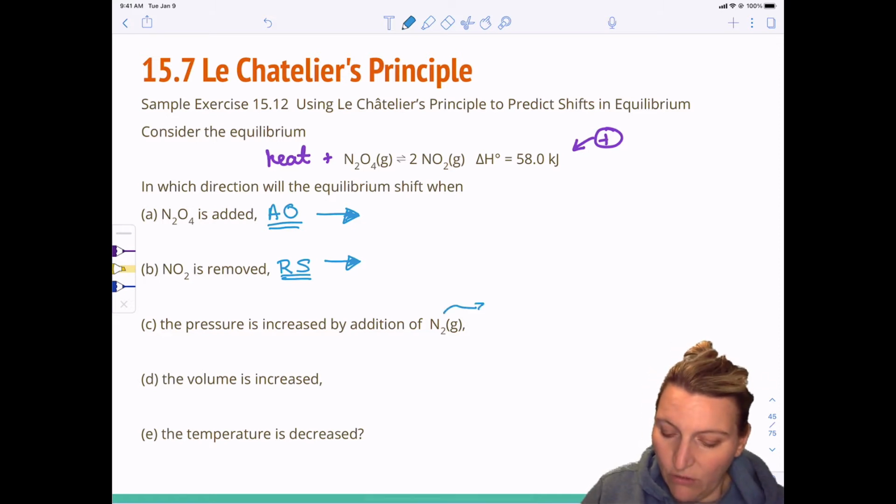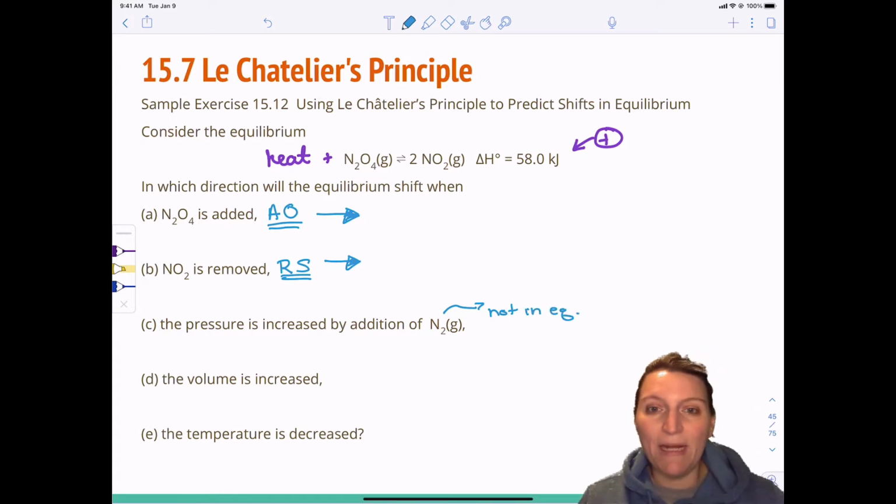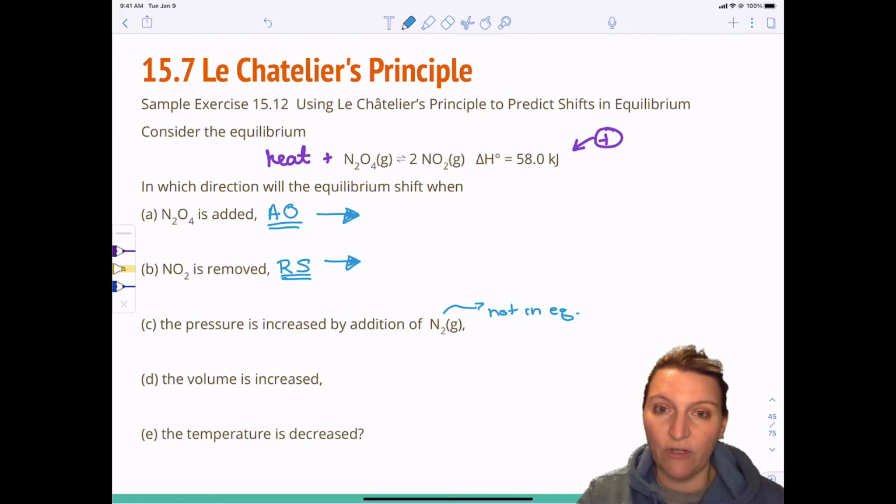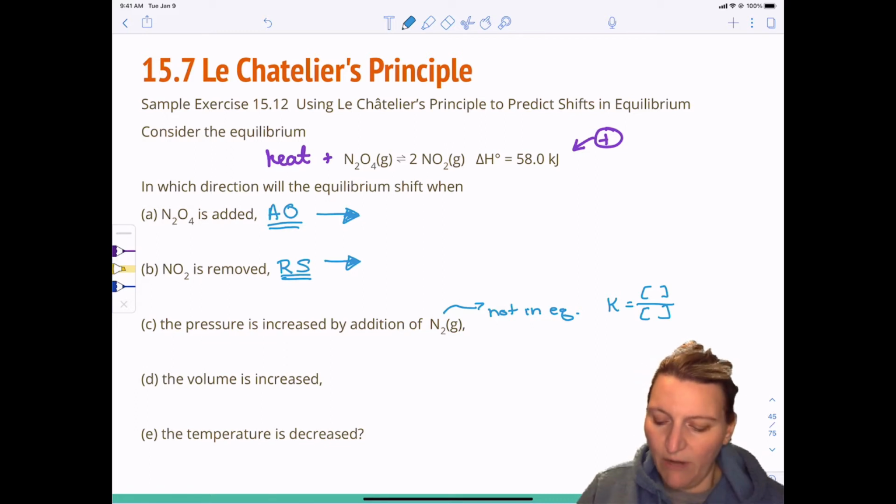What if the pressure is increased with the addition of N2? So N2 is not in the equilibrium. So what that means is that although it may increase the total pressure of the system, the partial pressure of the gases is not going to change. I mean, of the N2O4 and the NO2. So if you think of what K would be for this, would the concentrations of any of those actually change? Well, no, the pressure of those wouldn't change. So K would stay the same. So this would have no effect.